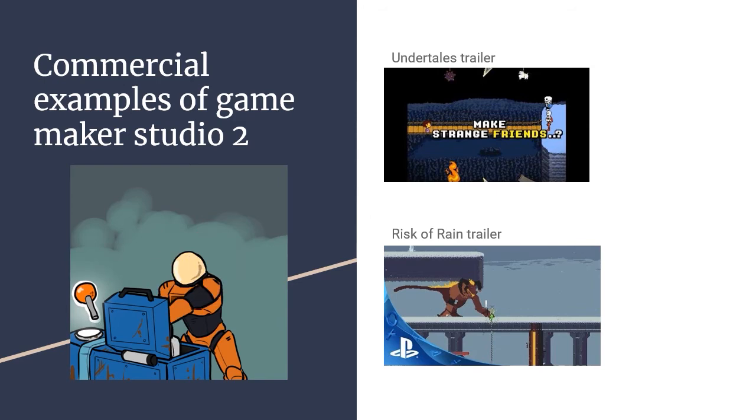So some commercial examples of GameMaker Studio. The first one is the trailer for Undertale. So as you can see, it's very stylized, and it obviously follows the 2D format, as well as the game looks very well polished. It also has a lot of complex movements and programming they use with all the script implemented.